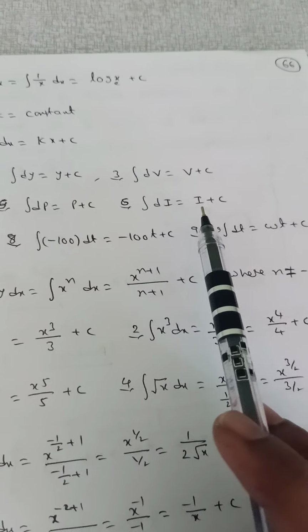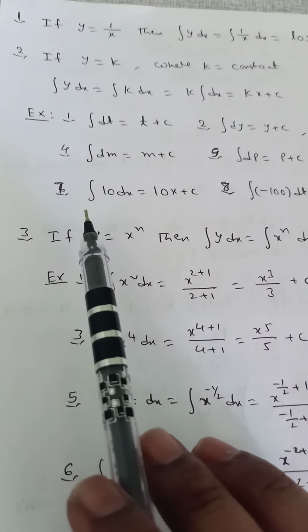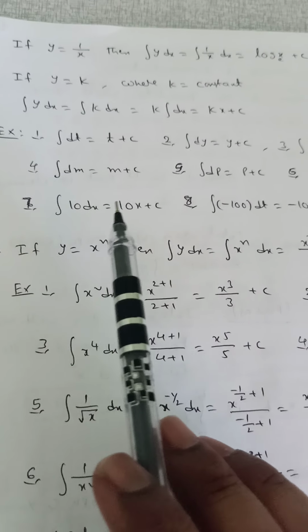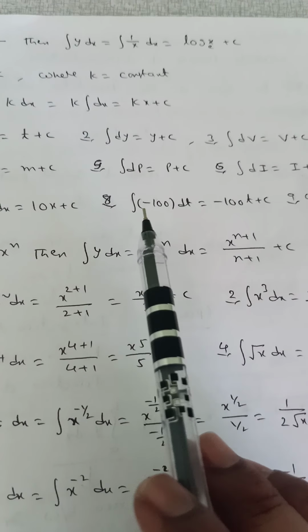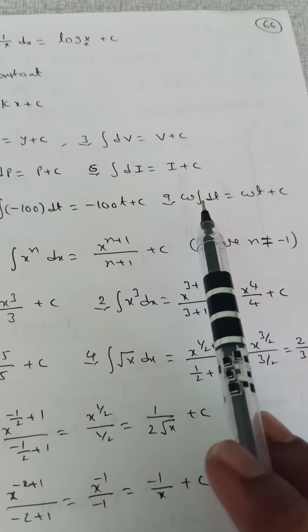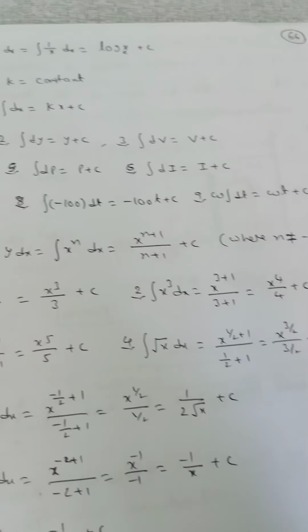Integral di is i plus c. I means current, electric current, in secondary classes. Suppose integral tan dx, where tan is a constant, integral dx is x, so the answer is x tan plus c. Integral of minus 100 dt is minus 100 t plus c. Omega integral dt is equal to omega t plus c. This formula is used in rotational dynamics.